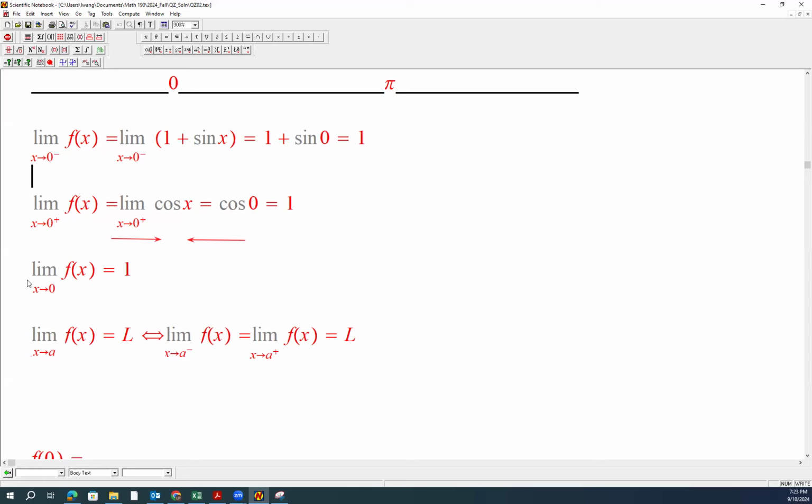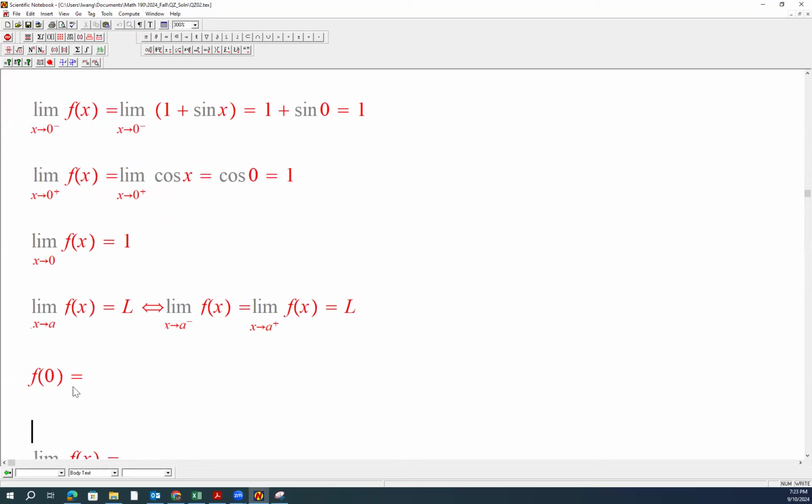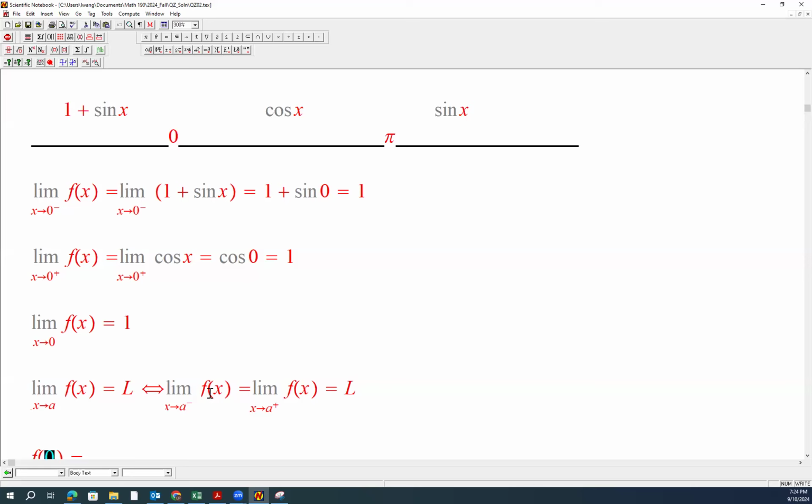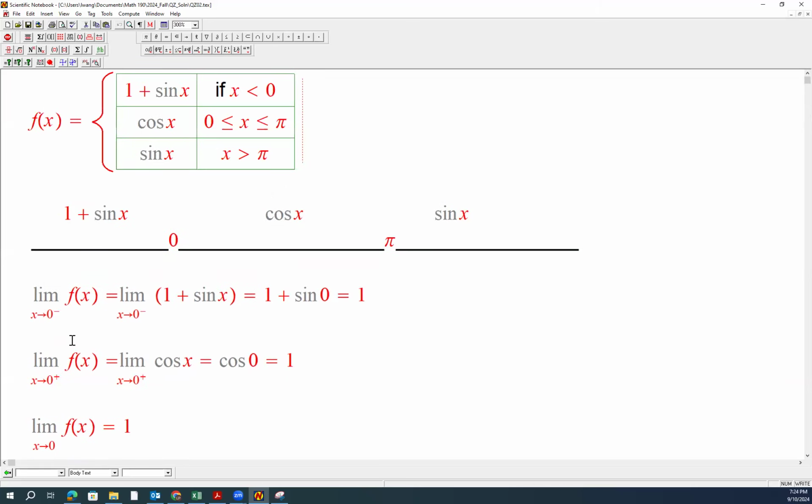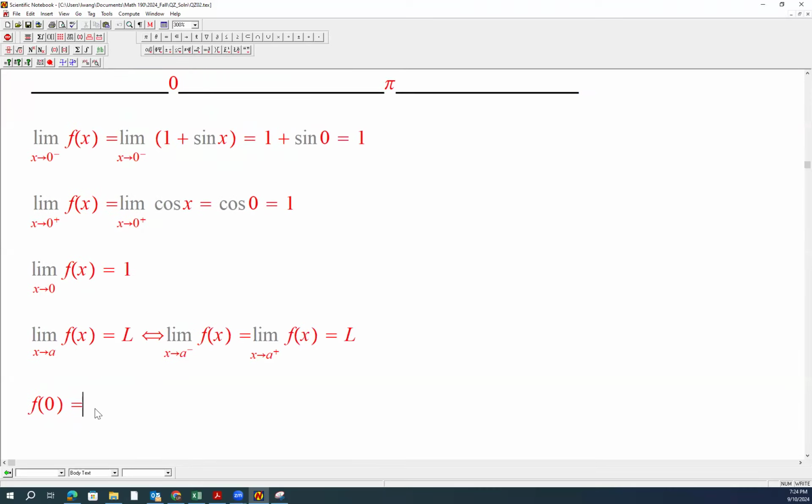Now, the next question. What is the function's value at 0? To determine that, you have to know whether the function is defined at 0. The function is defined at 0 under this rule, cosine x. So that's going to be cosine 0, and cosine 0 equals 1.